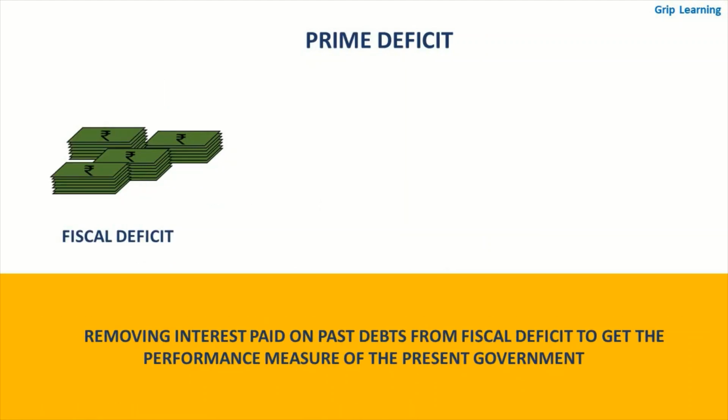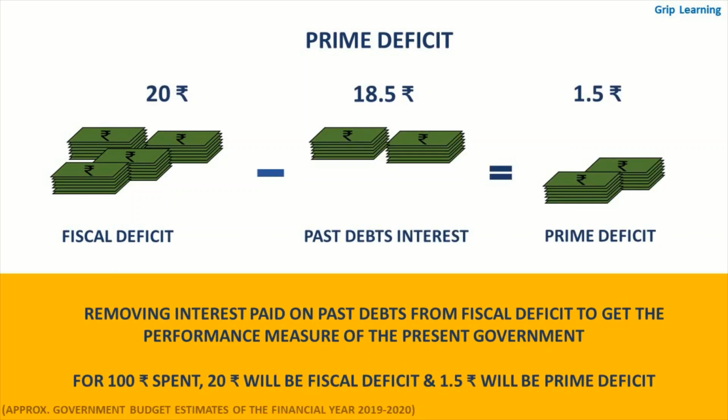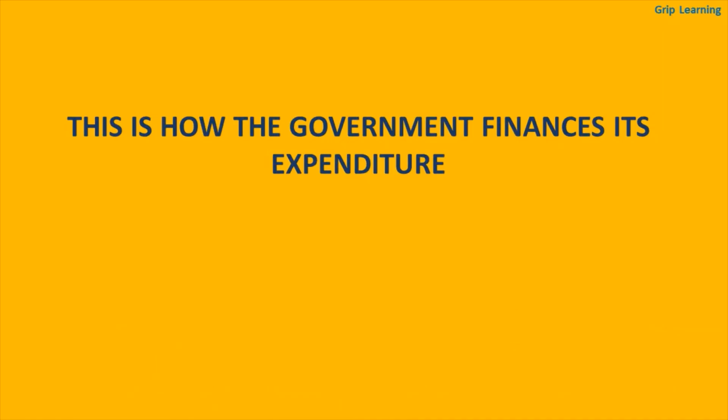Prime deficit is calculated by removing interest paid on past debts from fiscal deficit. It is used to get the performance measure of the present government. For 100 rupees spent, 20 rupees will be fiscal deficit and 1.5 rupees will be prime deficit. This is how the government finances its expenditure.